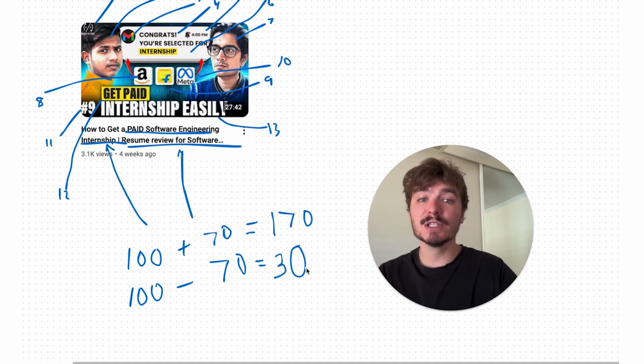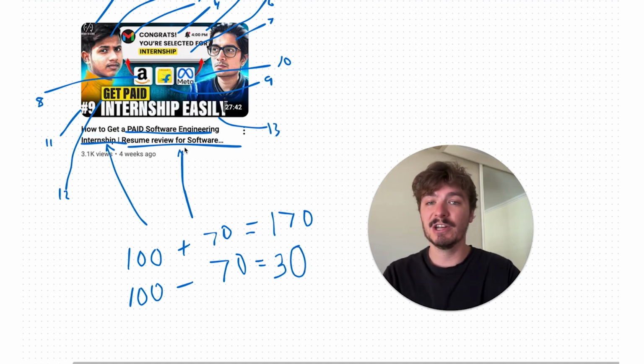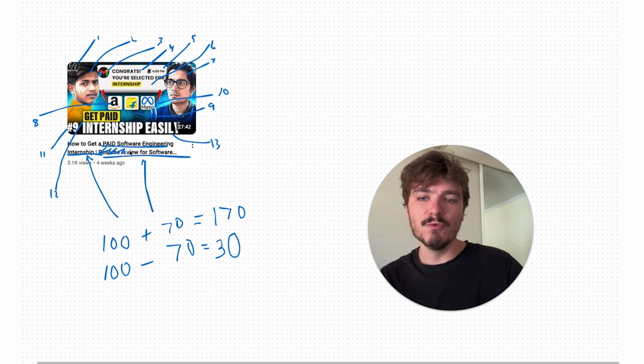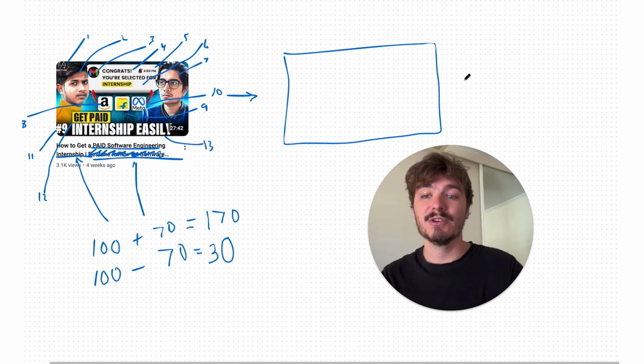So only 30 views. Because if I like this premise here, how to get a paid software engineering internship, but I don't find a resume review interesting, then I won't click on this video here. So for every video you make, try not to combine 2 premises. Try to only have 1 premise. So what we'll do is pretend you remove the words resume review here, and we'll just do a thumbnail for this first part of the title, how to get a paid software engineering internship.